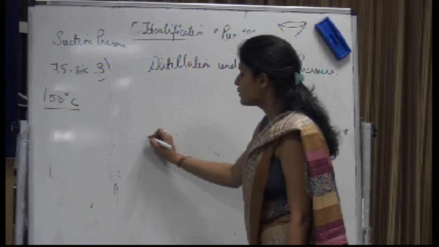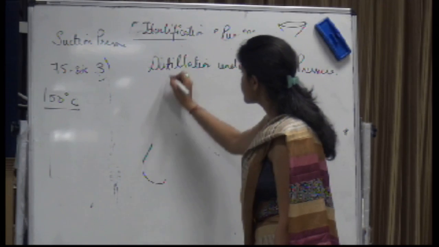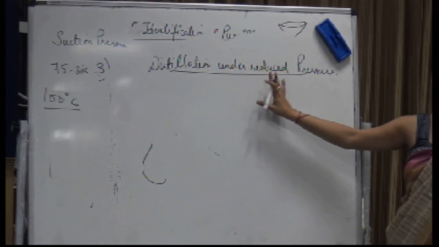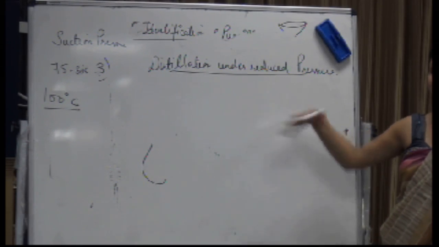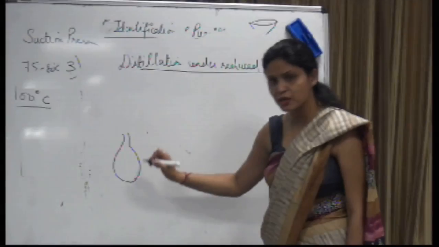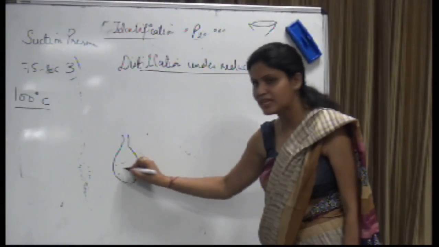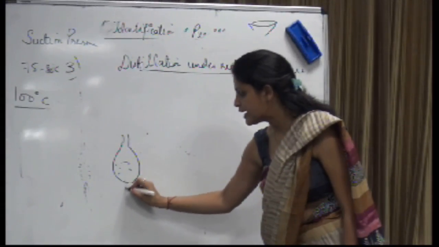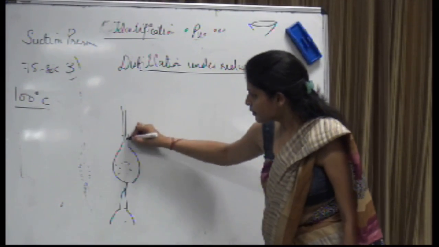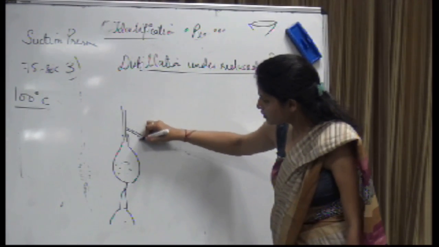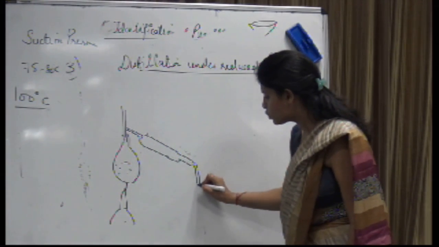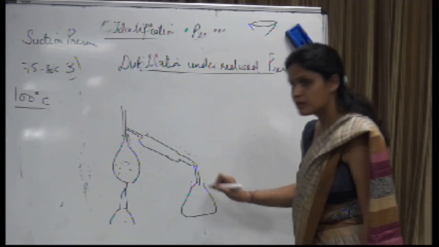What is distillation under reduced pressure? This distillation is carried out for the compounds which decompose before their boiling point, and hence I'll take the same setup as that of distillation. I'll take the mixture in the round bottom flask and start heating it, and pass the vapors into the condenser as usual, and then collect those vapors in the conical flask.